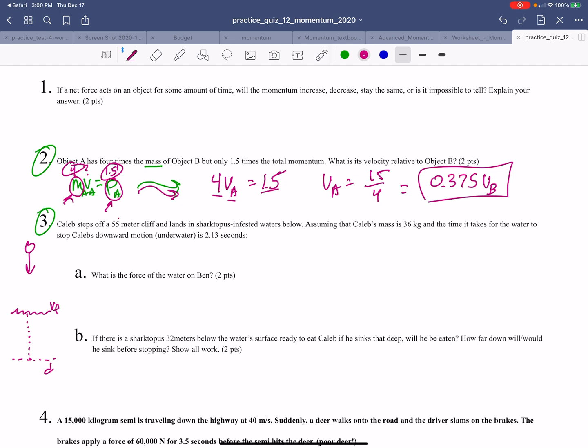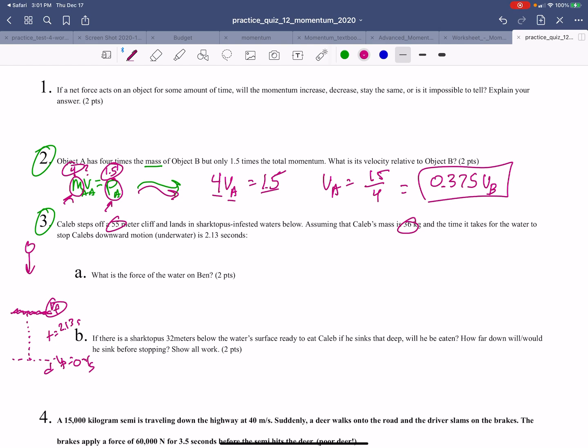We are given the initial height that he falls, 55 meters, and we've got a mass, and we've got a time interval in the water. That's when his final velocity in the water is 0. Well, the problem really starts right when he hits the water, right? So we've got to figure out what his velocity is when he hits the water. It could be a force and motion question, but it's probably easier to use conservation of energy.